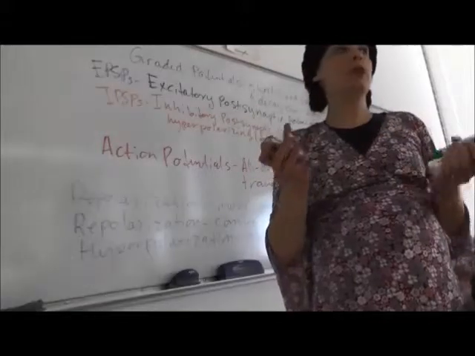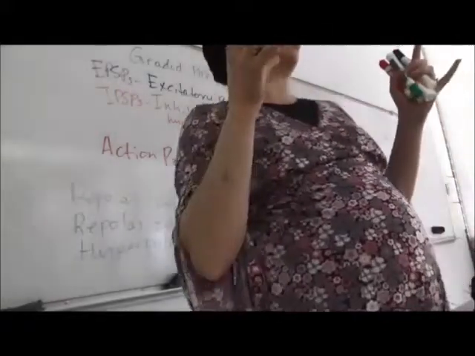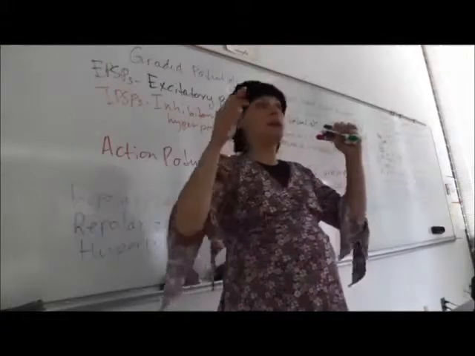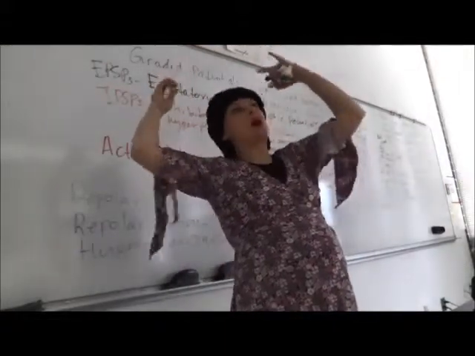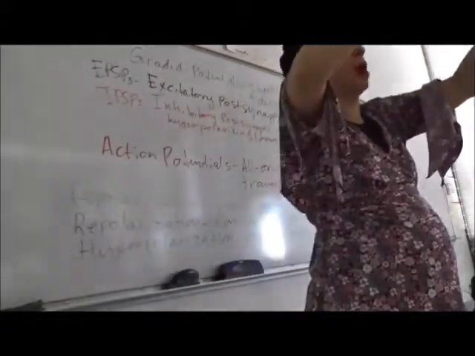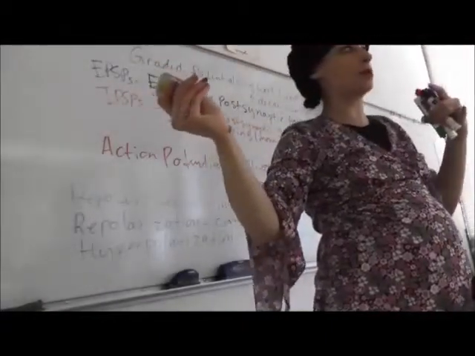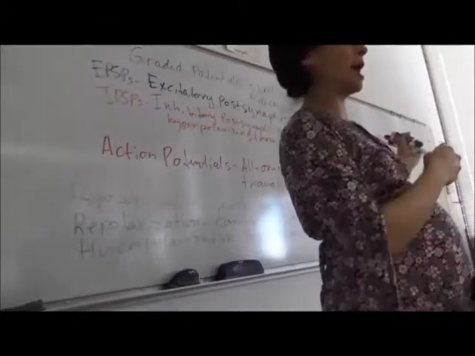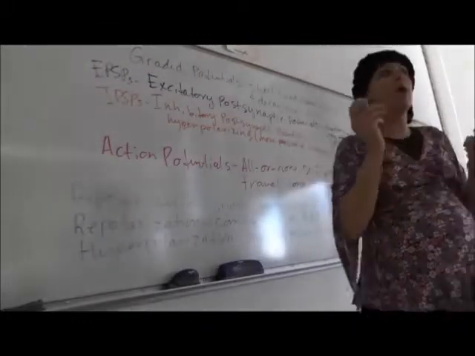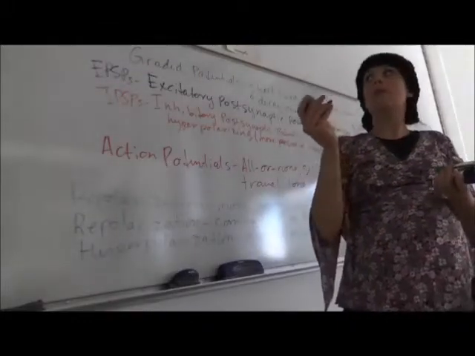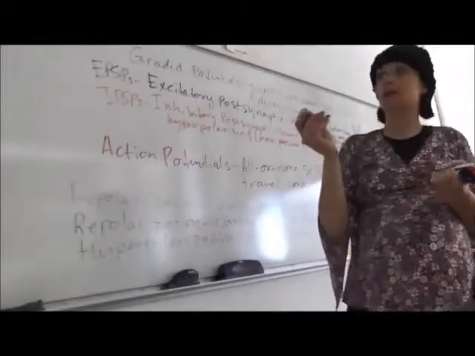So graded potentials are what's happening at the dendrites and the soma. You can have, say, 100 neurons synapsing onto one neuron. The job then of the soma is to sum up all of those graded potentials and then decide if we're going to shoot an action potential or not. We'll talk more about that next week. The last thing that we're going to talk about today is our action potentials.